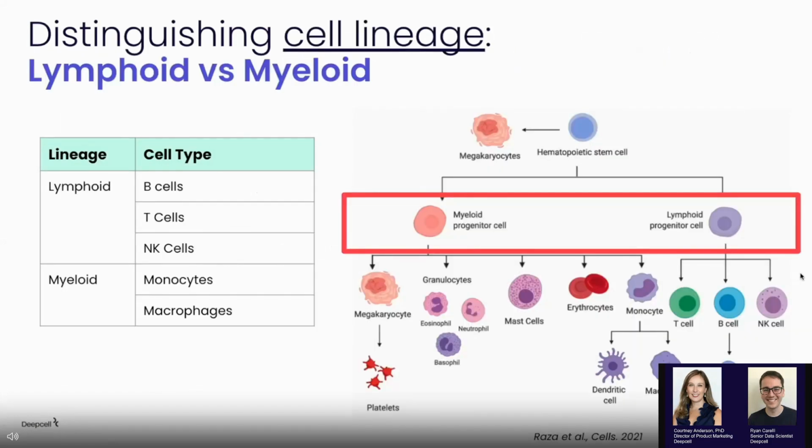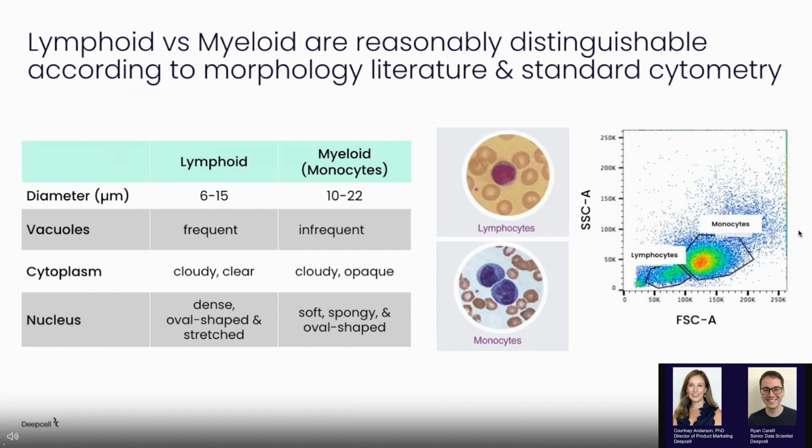The first comparison we'll make is at the top of this hierarchy between myeloid and lymphoid lineages. Lymphoid and myeloid cells are expected to be distinguishable. Morphological differences have been documented in the literature. They include differences in the prevalence of vacuoles, distinctive cytoplasm, and distinctive nucleus. In addition, simple features like size and granularity, which are often measured using the FACS forward and side scatter, can be used to isolate these lineages.